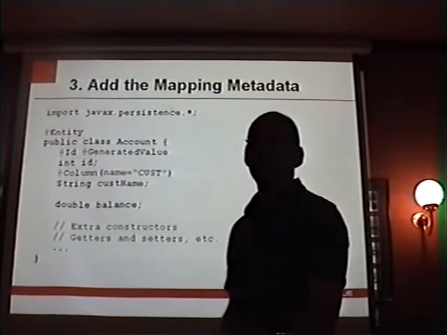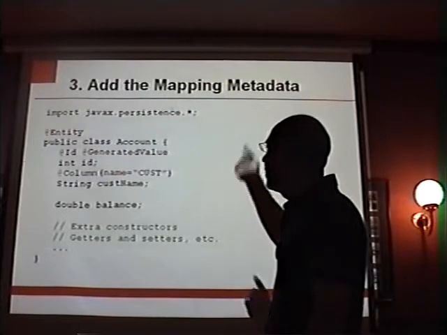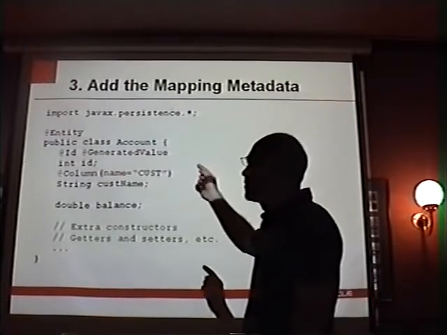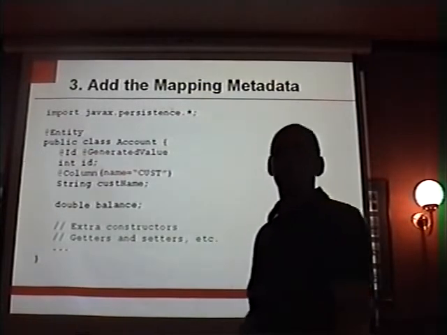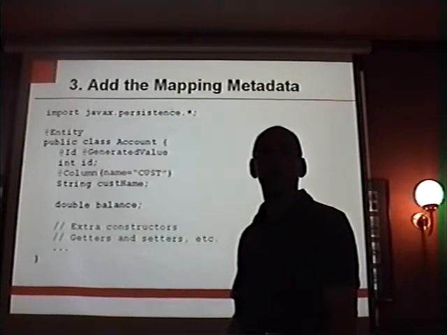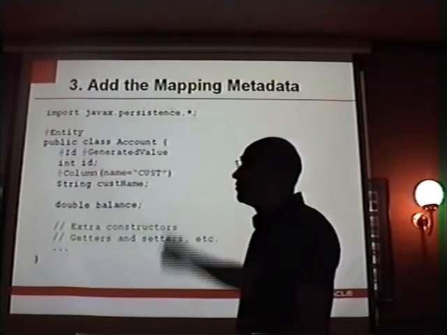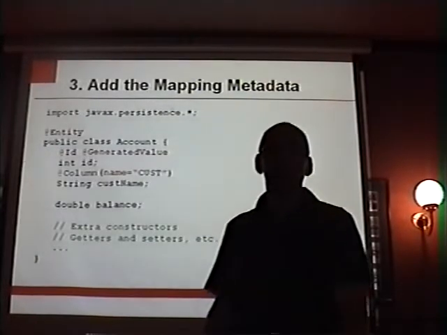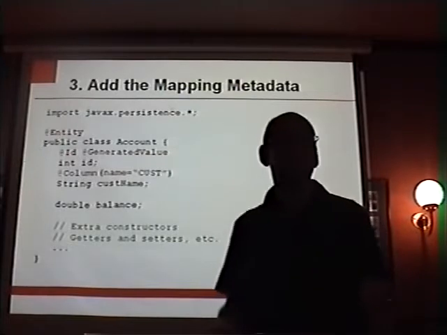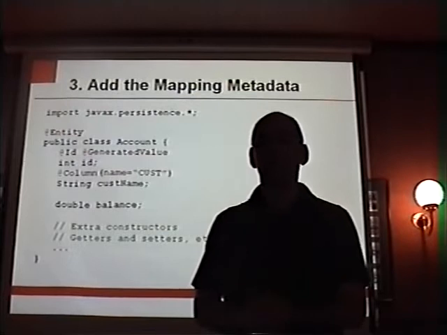So this is the OR mapping metadata. The OR mapping metadata here is the ID to say what is the primary key field. And that's the required one. You must have the ID to say where the primary key is. The generated value is an additional one that we're using because we want the ID, the primary key, to be generated for us. All right, we're not going to create one when we create an entity.